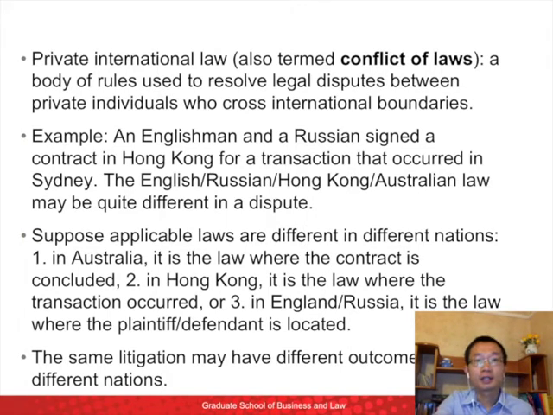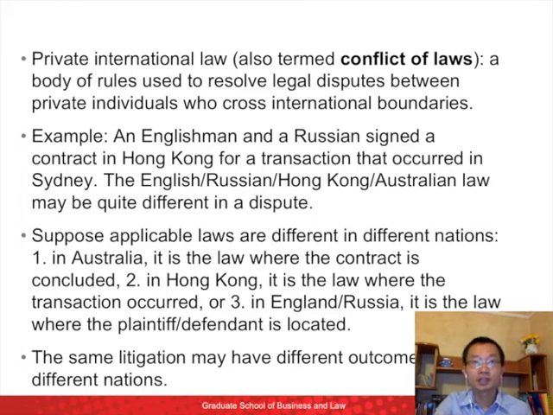Let's look at the issue of private international law before looking at Article 1(1)(b). What's private international law? Private international law, also termed conflict of laws, is a body of rules used to resolve legal disputes between private individuals about their cross-border international issues.